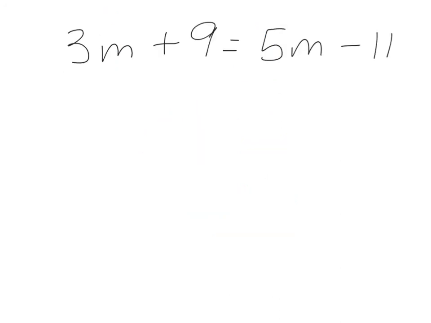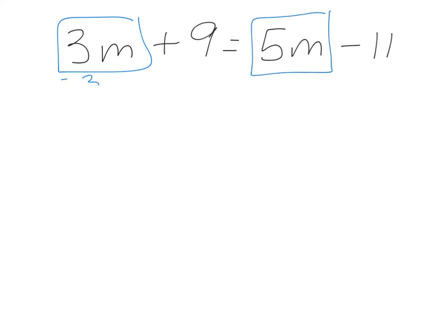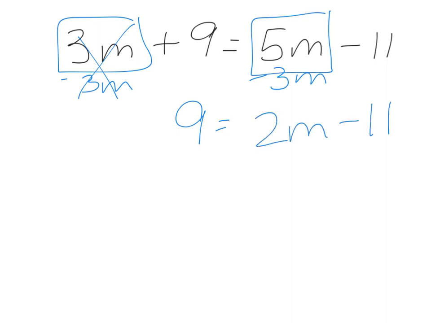Pause the video and try this last one to see if you are getting good at it. Start by looking at my m's. I have 3 maximum on both sides, so we'll take away 3 m's to make those disappear. I'm left with 9. Take away 3 on this side. That gives me 2m minus 11 left here.